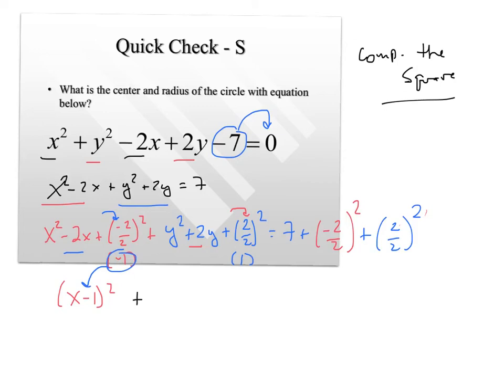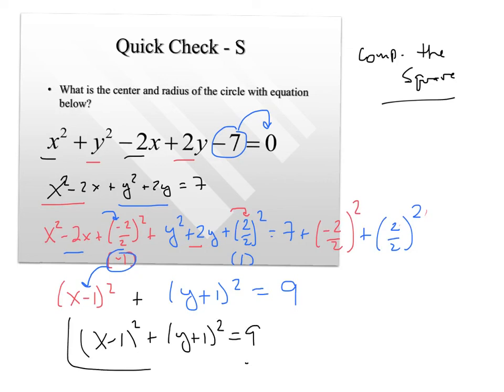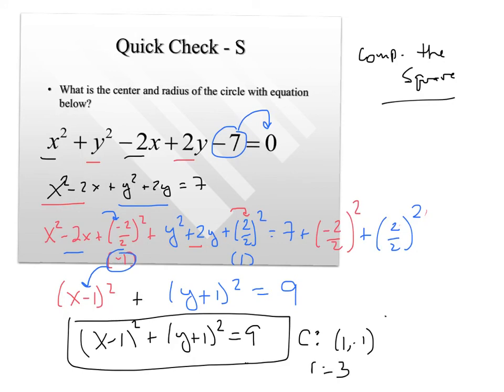So now I'm going to do the y, and then I'm going to get my radius. I have 7 plus 1 plus 1, which is 9. Okay, so here is my solution: x minus 1, quantity squared, plus y plus 1, quantity squared, is equal to 9. So here's my standard form. By looking at this, I know my center is at (1, -1), and my radius is the square root of 9, which is 3.